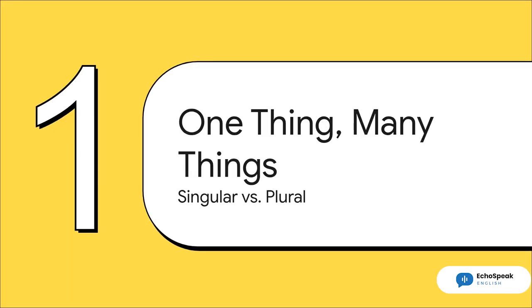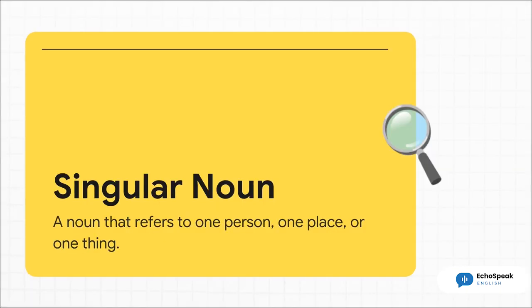First up, the most basic idea of all, singular versus plural. It's really just the difference between talking about one thing and more than one. Okay, let's break this down. That first word, singular, it just means one. Super simple. One person, one party, one friend, that's it. Plural is everything else. 2, 10, 100, 1,000 friends.